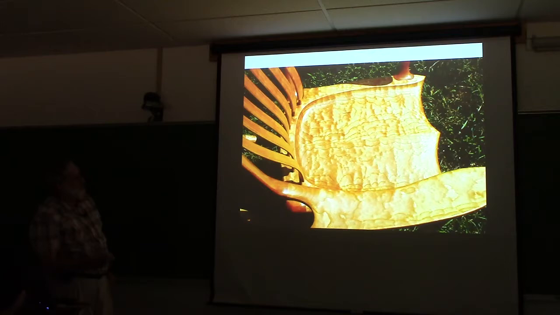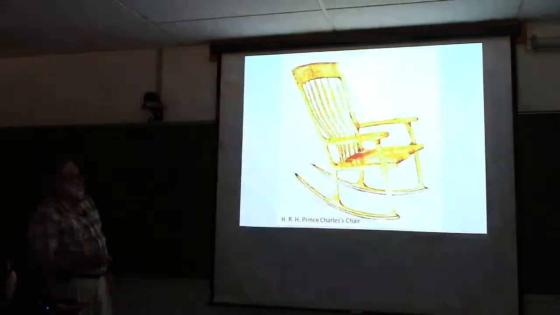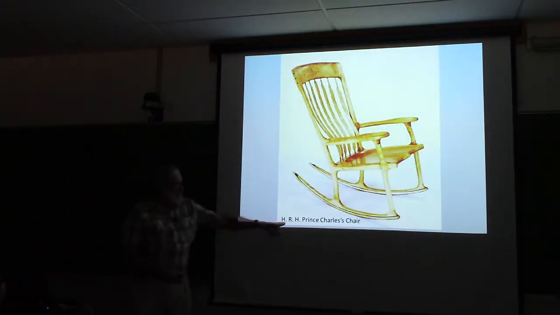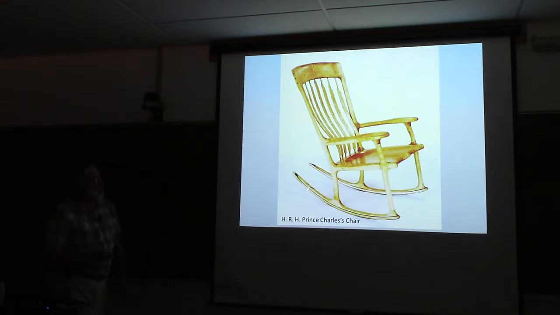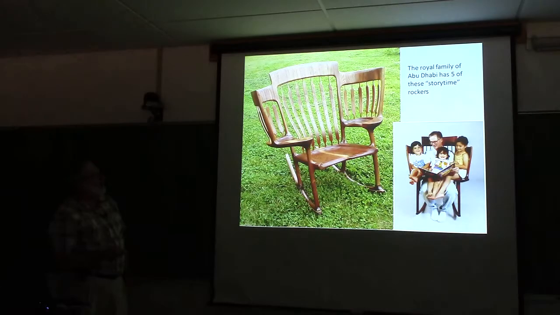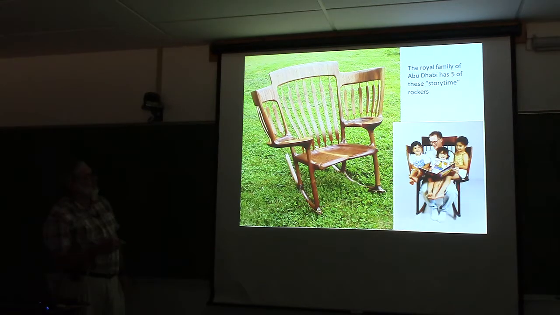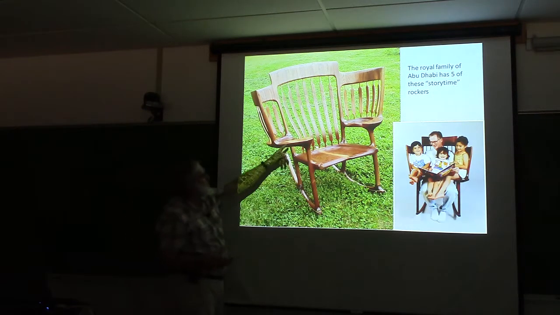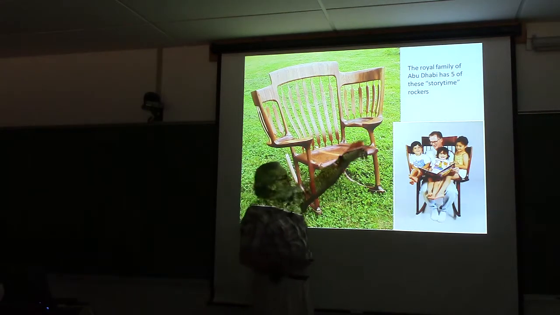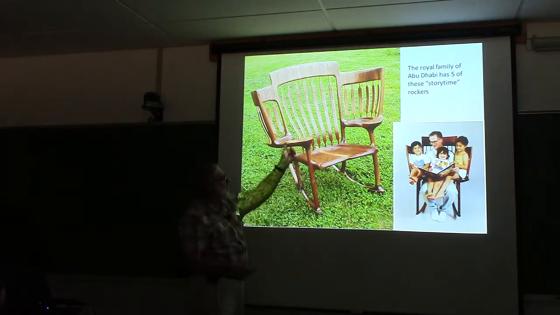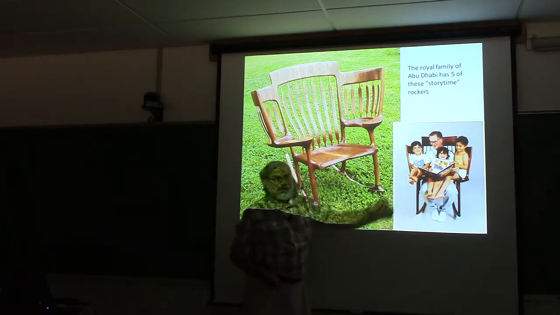Here's that one made out of cherry. Here's the one he made for His Royal Highness Prince Charles. That chair lives in Balmoral Castle, so the royal posterior can have a decent chair to sit in. Hal Taylor has this thing he calls a Storytime Rocker, where he expanded the armrest, and then you can park your little rugrats up there and read stories to them.